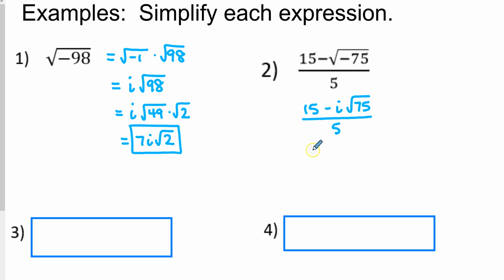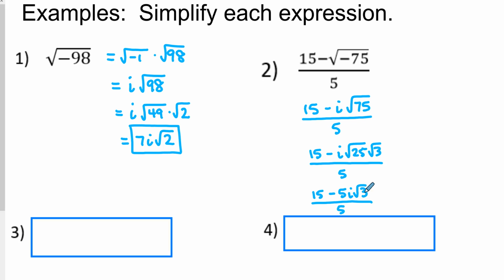Now let's simplify the square root of 75. 75 is 25 times 3. You can write that down or you can just think that step in your head. And the square root of 25 is 5. So we have 15 minus 5i square root 3 all over 5.